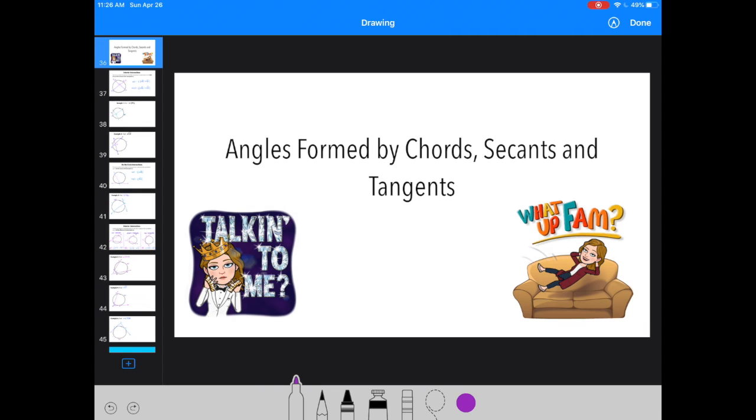Hello everybody! Today we're starting our next section, which is going to be analyzing angle measures that are formed by chords, secants, and tangents. If you do not understand what those components are, I strongly suggest going back to previous note sections and looking at those terms so you fully understand those as we go through these calculations.